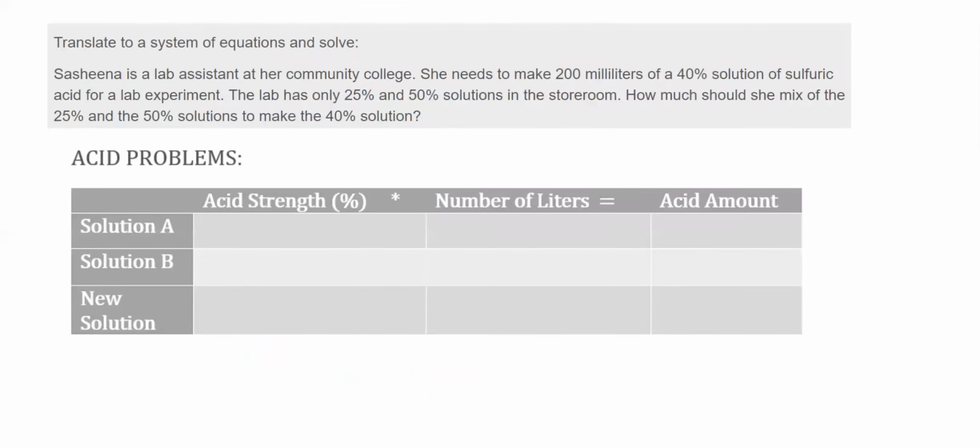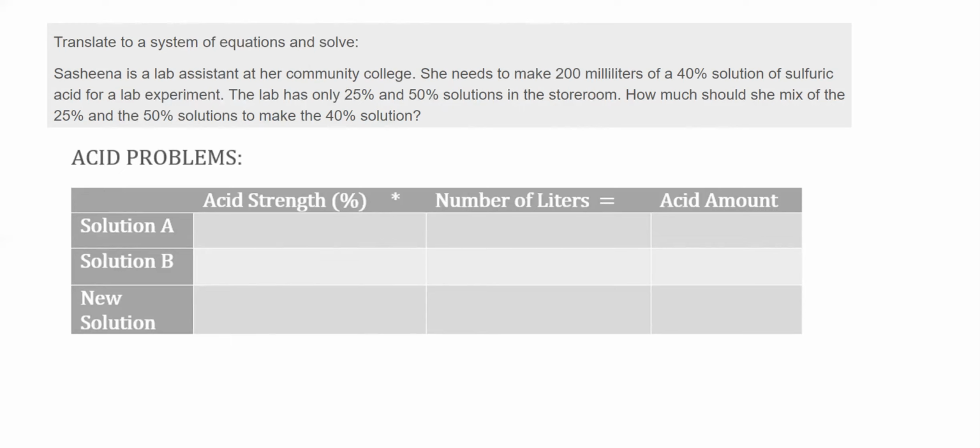Here's the next problem. It's an acid problem. Shoshina is a lab assistant at her community college. She needs to make 200 milliliters of a 40% solution of sulfuric acid for a lab experiment. The lab has only 25% and 50% solutions in the storeroom. How much should she mix of the 25% and the 50% solutions to make the 40% solution? Again, for those heading into nursing and any medical related allied health science studies, you will find this very helpful.